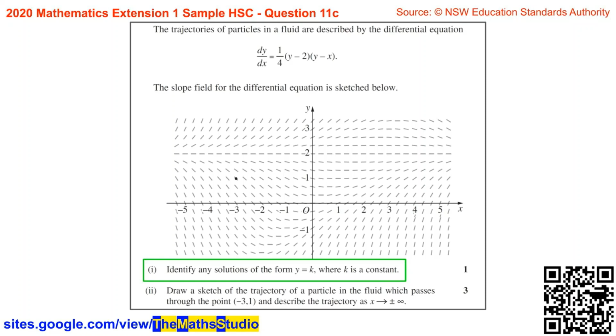Question 11c. The trajectories of particles in a fluid are described by the differential equation dy/dx is equal to 1/4 times (y minus 2) times (y minus x). The slope field for the differential equation is sketched below. Part 1. Identify any solutions of the form y equals k, where k is a constant.